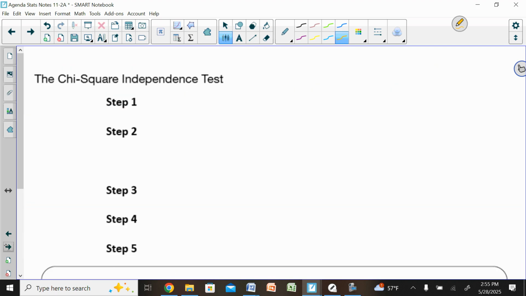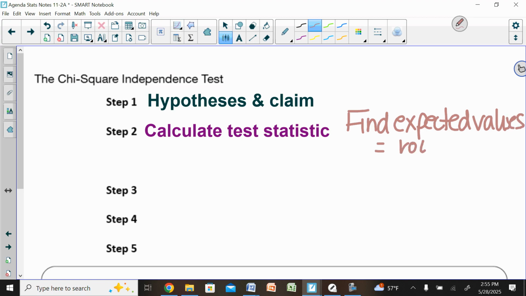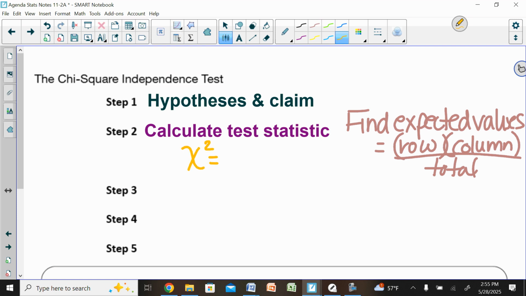All right, so let's talk about our chi-square test for independence. You know the steps already. We find our hypotheses and claim. We calculate our test statistic. So remember, in order to do that, we're going to have to find our expected values. Expected values this time are row times column over total. Once we've got that, we can calculate our chi-square test statistic, which is the sum of O minus E squared all over expected.